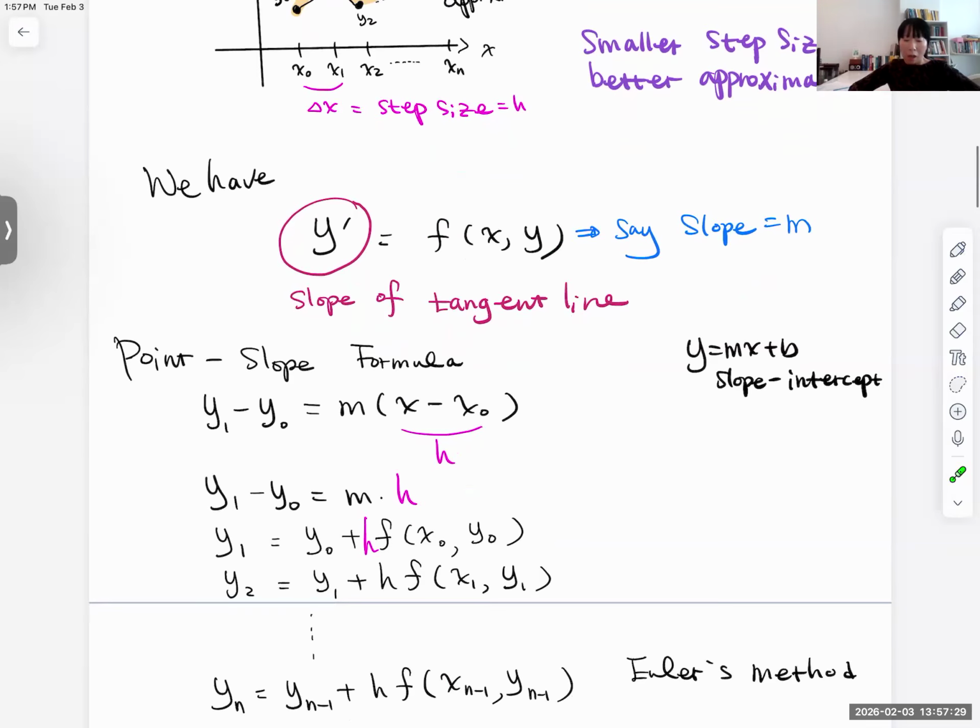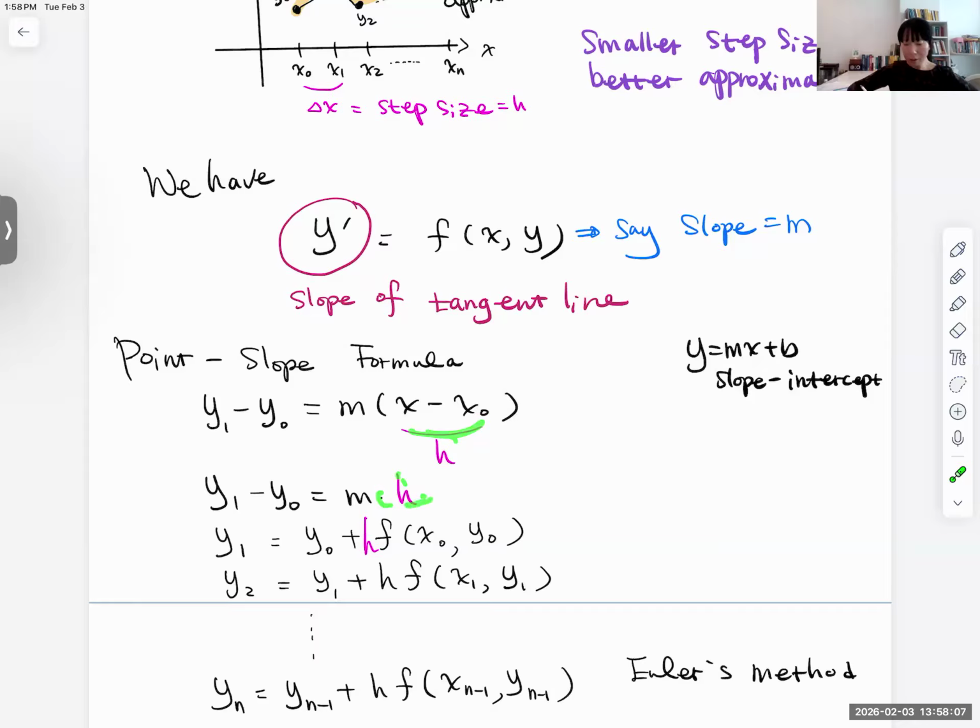Now from the algebra course, we have the point-slope formula. That is y sub 1 minus y sub 0 equal to slope times x minus x naught. Then the difference between x and x naught we can say is the step size, which is h. So we denote m times h.